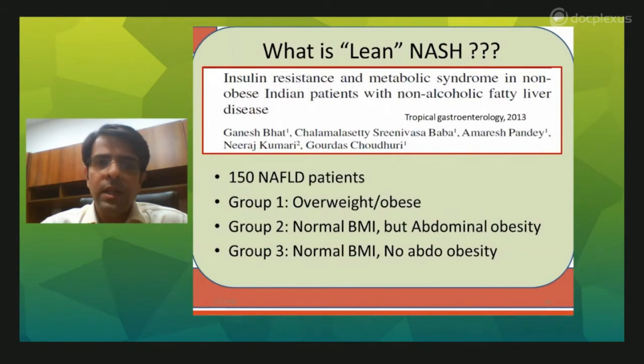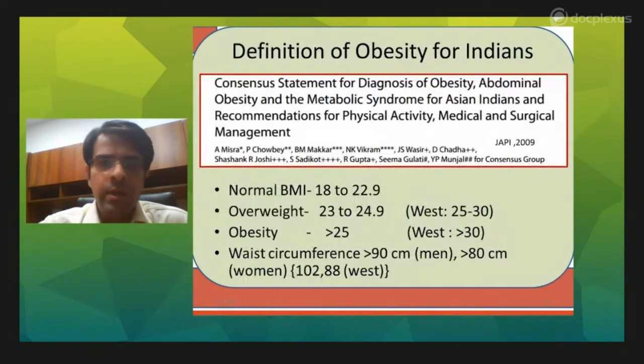So there is something called lean NASH. There was a study where they had 150 NAFLD patients, and they divided them into three groups. Group one was clearly overweight or obese. Group two had normal BMI, but they had abdominal obesity. That is, by the Indian definition, waist circumference more than 90 for men and more than 80 for women. That is the definition of abdominal obesity.